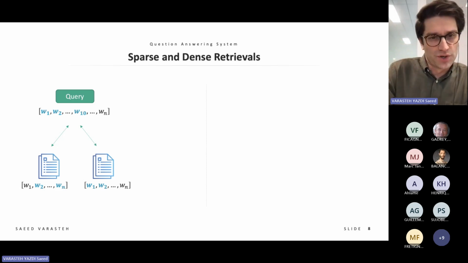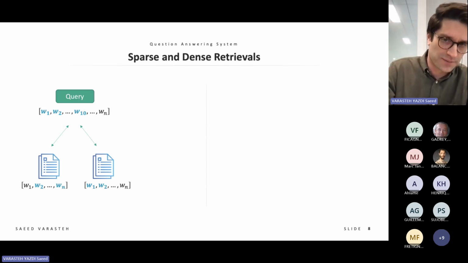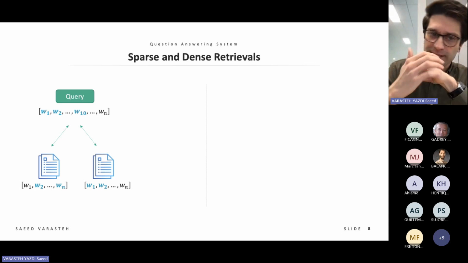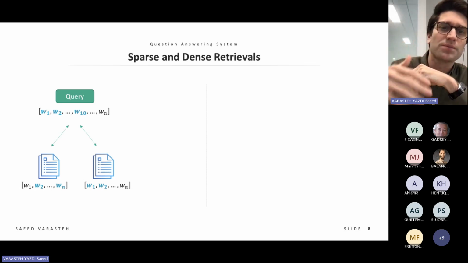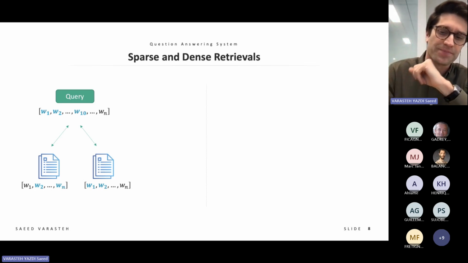Now you can see your query as some of the words from your vocabulary. For example, in this query with 3 words, I have, for example, word 1, word 2, word 10 from my vocabulary. It's the same for the document. So each document can be seen as a sequence of some of the words from your vocabulary.